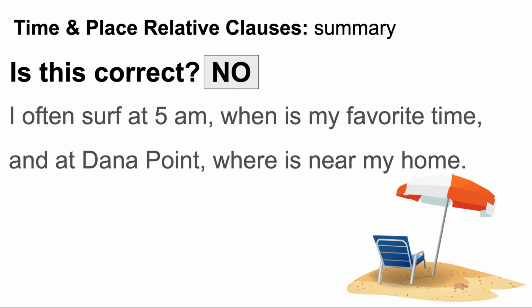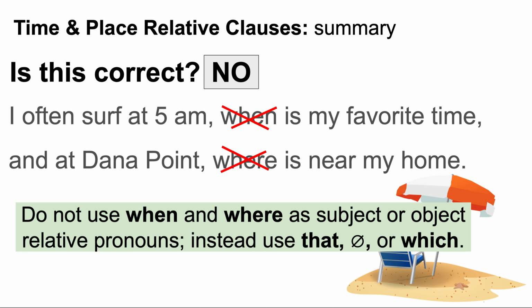The answer is no. The sentence is incorrect. Remember that we do not use when and where as subject or object relative pronouns. Instead, we use that, the zero allomorph, or which. So here, instead of when and where, use which. I often surf at 5 a.m., which is my favorite time, and at Dana Point, which is near my home.